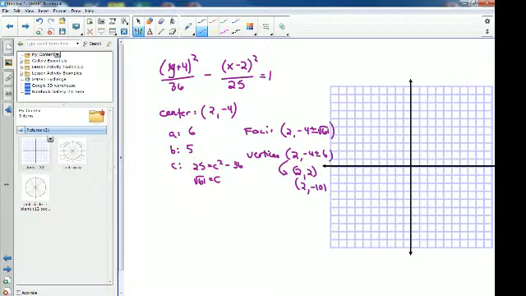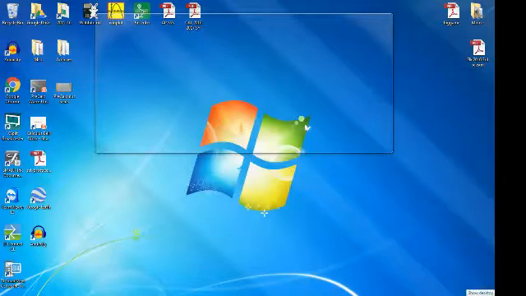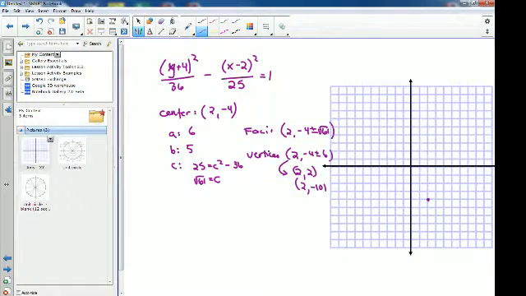So let's keep moving. Okay, so graph 2, negative 4 at the center. The vertices are 2, 2 and 2, negative 10. What's the square root of 61? 7.6-ish.